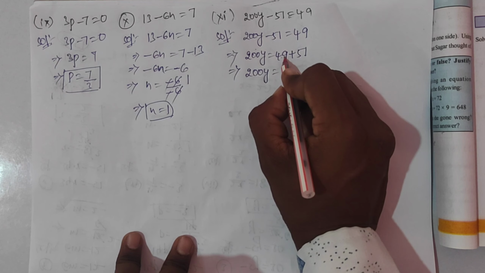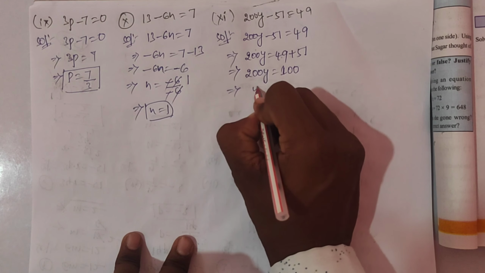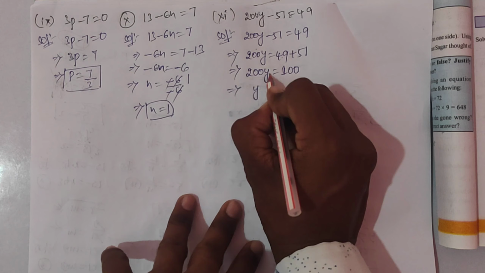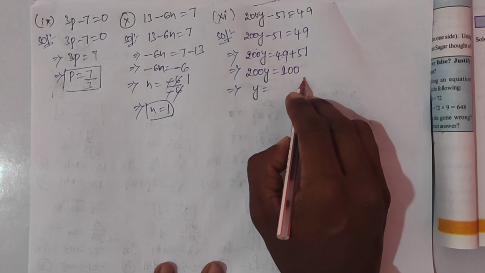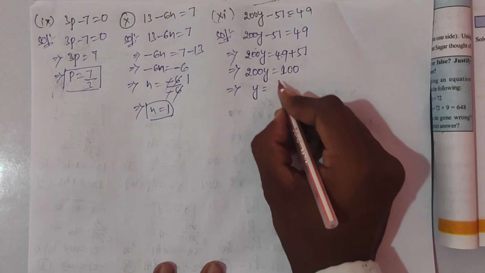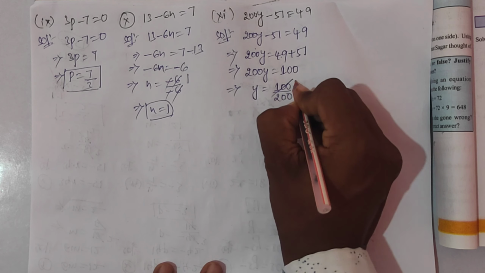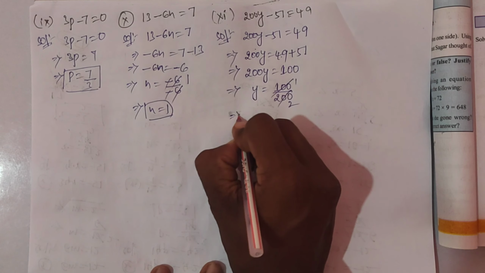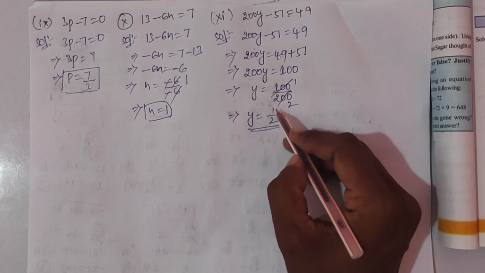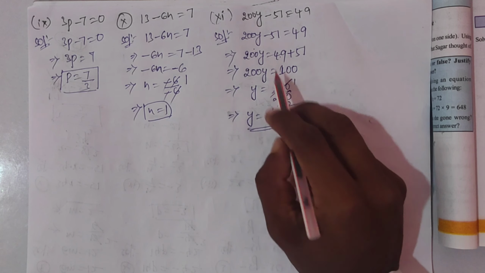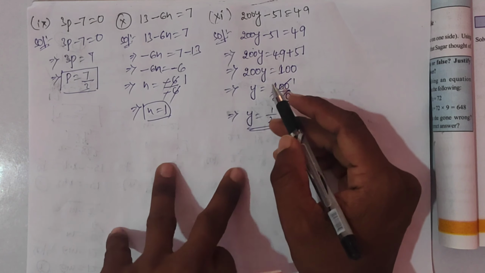50 plus 40 is 90, 99 plus 1 is 100. You got 100. Now to find the value of y, 200 into y equals 100. If you transpose to the RHS, multiplication becomes division: 100 by 200. 100 ones are 100 and 100 twos are 200. This implies y equals 1 by 2 is the answer. If you have doubt, just replace y with 1 by 2. You will get both sides equal.